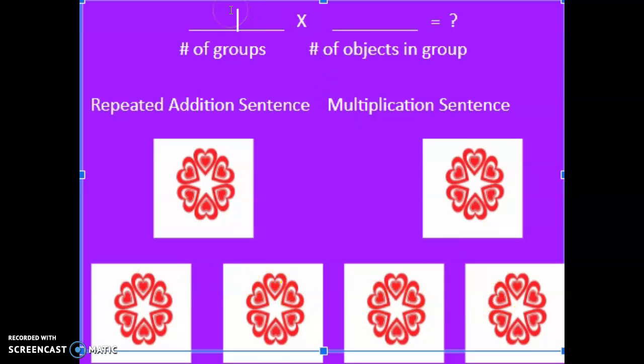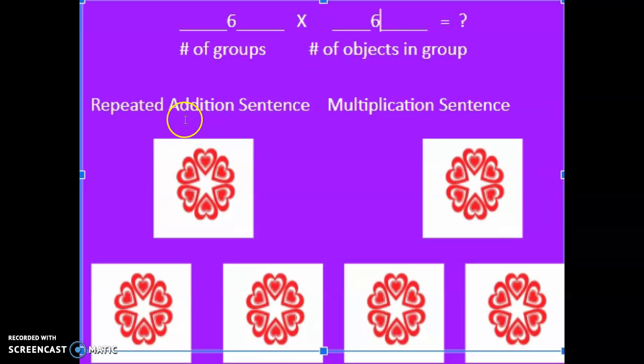So I'm going to put the number 6 for 6 groups of, and inside that group, I want to know how many hearts I have. So I have 1, 2, 3, 4, 5, 6. I have 6 groups of 6. Again, the whole picture represents the group, and then what's inside that group is going to tell me how many objects are there. So that's where these two numbers come from.